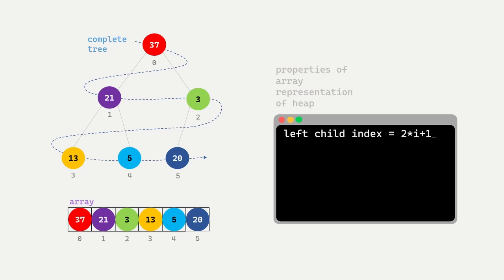to find the left child of that node, we would use the equation 2 times i plus 1. To find the right child of that node, we would use the equation 2 times i plus 2. To find the parent of a node, we use the equation i divided by 2 minus 1. So one quick example. Let us find the right child of node 21 at index 1, and we find that with 2 times 1 plus 2, which equals 4. And the node at index 4 is node 5, which is in fact the right child of node 21.